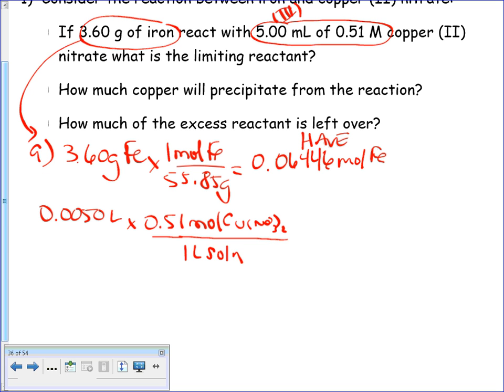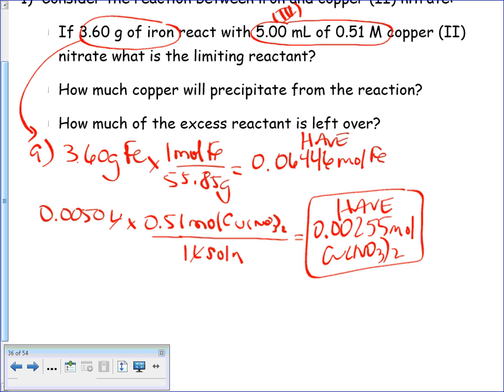Okay, so now this is where liters and liters cancel, and that gets me directly to moles of copper 2 nitrate. So what is that? Yep, moles of copper 2 nitrate. And again, this is how much I have of this one. Box them off or something, because you're going to have a lot of work on your paper and you're going to not know what's what at the end.